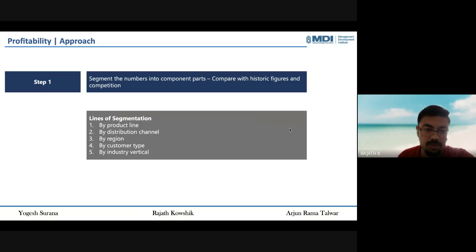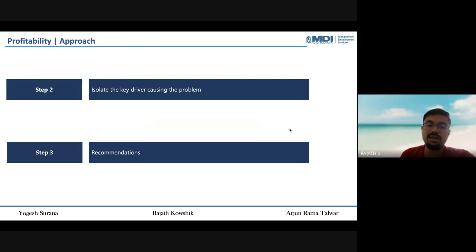A company specific problem. And then when it comes to comparing with competition, again, it is critical to find out how our firm or the client's firm differentiates from the competition in terms of its performance and various other metrics, right? That is, of course, self-explanatory. Now, the second aspect is, of course, to isolate the key driver which causes the problem. And finally, the third would be to arrive at the recommendation, right?